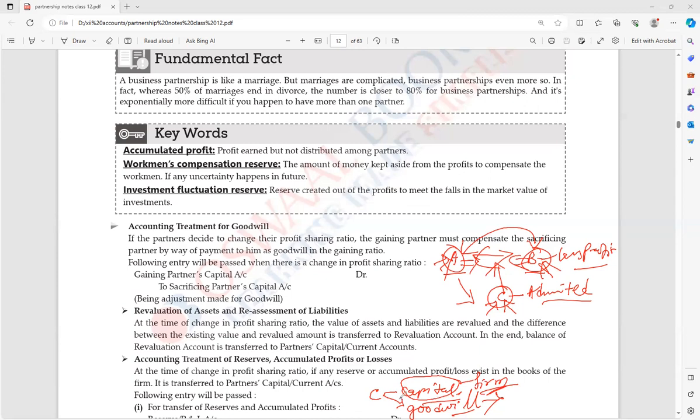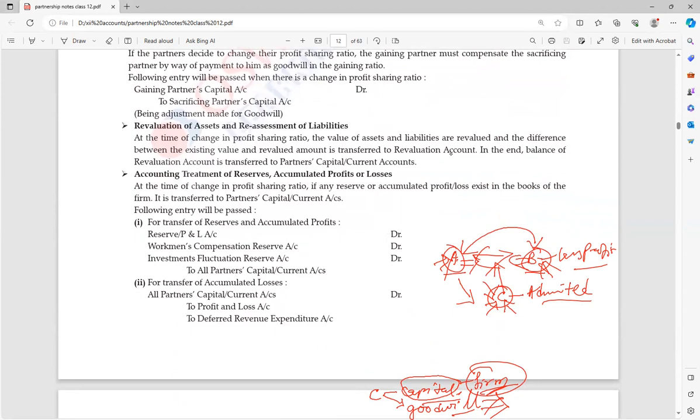But when C gives any money extra than the capital, in the form of goodwill, that goodwill is for the partners. Did you get the point of what I'm talking about? Why is this for the partners? Because in reaching this point, the partners only have done lots of struggle. Got the point? So that's why this money will go to the partners, not to the firm. I hope it's clear.